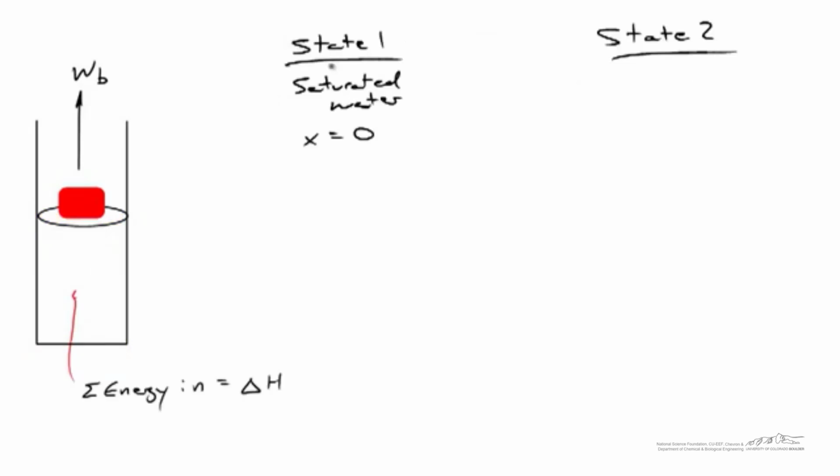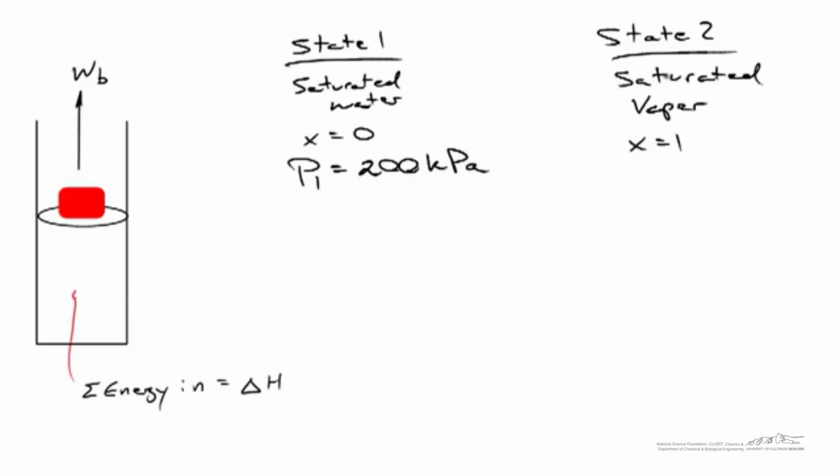So let's say, for example, we go from state 1 to state 2, and state 1 is saturated water, which means it has a quality of 0. Any amount of heat would cause a little bubble of vapor to appear in the water. So saturated water, quality of 0, and let's say the pressure at state 1, P1, is equal to 200 kilopascal. In state 2, we've got saturated vapor, which means the quality is 1, and P2 is also equal to 200 kilopascal. P2 is equal to P1 simply because we've got the same brick on this frictionless piston.